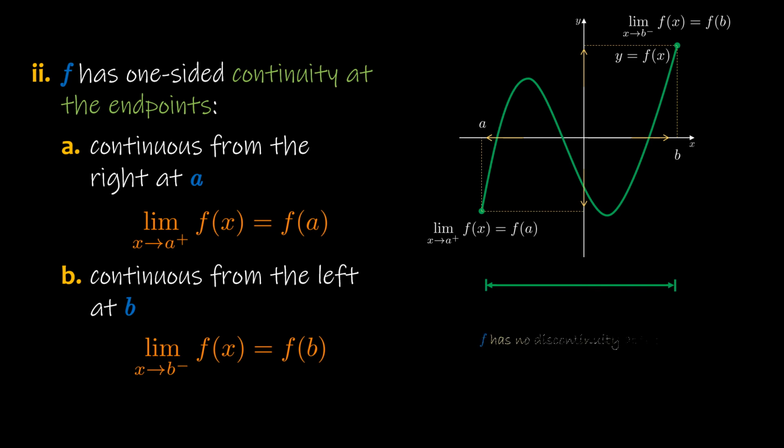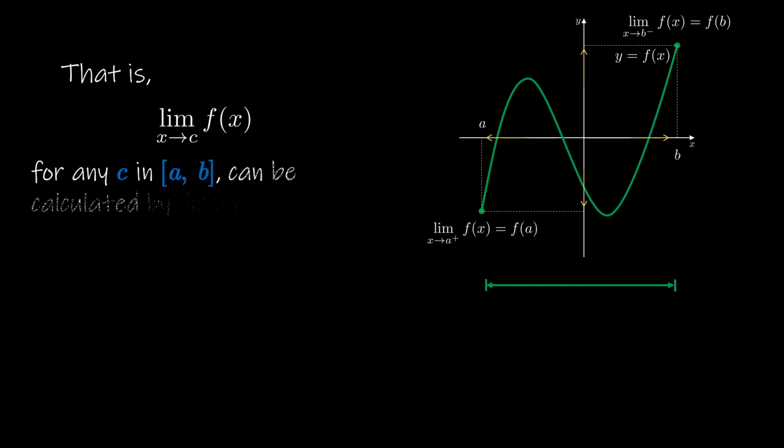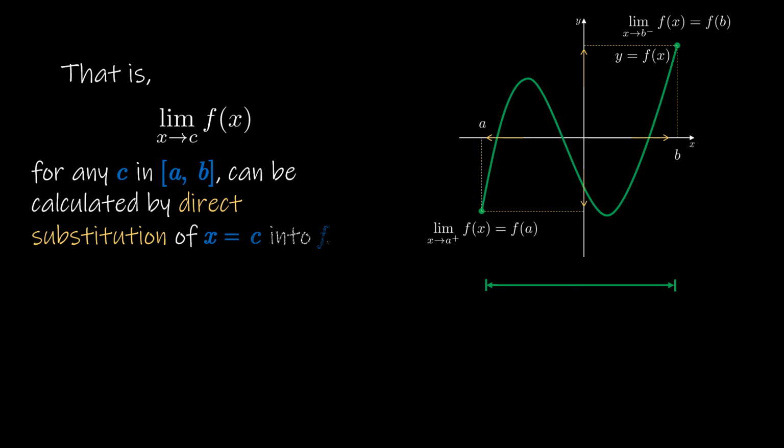F has no discontinuity at the endpoints x equals a and x equals b. That is, the limit of f of x, as x approaches c, for any c in the closed interval a, b, can be calculated by direct substitution of x equals c into f. F should have no discontinuity, such as a hole, a jump, or a gap, at any number from x equals a to x equals b.